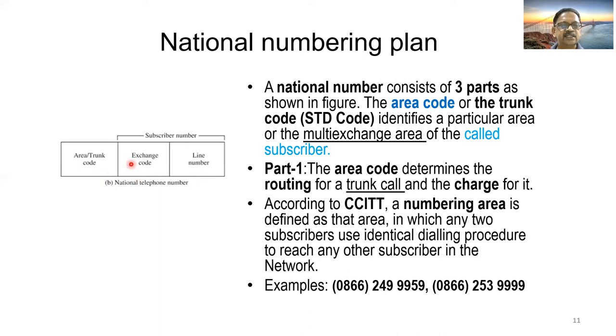So this exchange code plus line number put together is known as the subscriber number. It is also known as the directory number. This we will go through one after the other. A national number consists of three parts as shown in the figure.